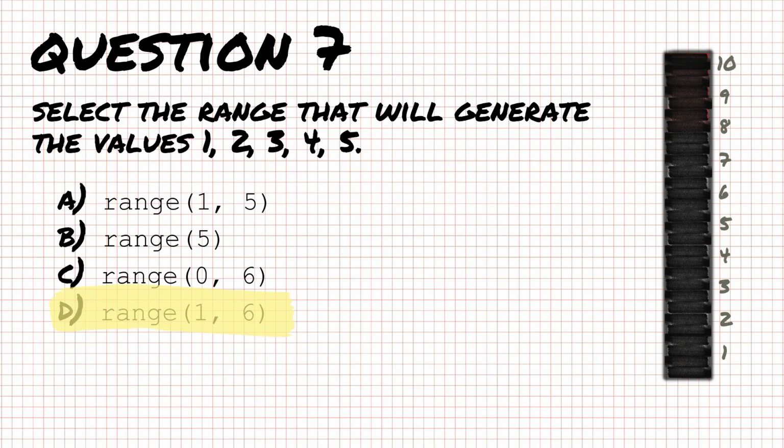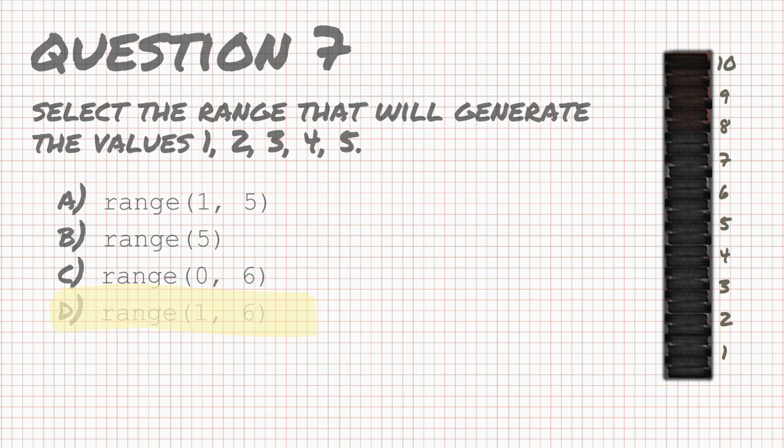The answer is D, range(1, 6). A range generates the values from the start argument up to but not including the ending argument, and the default step or increment is 1. We therefore start the range at 1 and end at 6, so it will include the value 5.